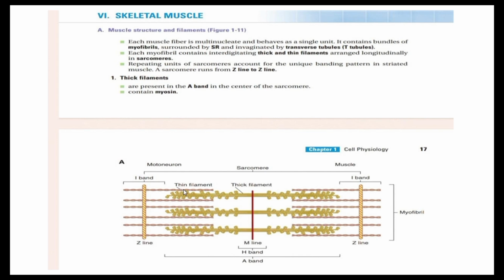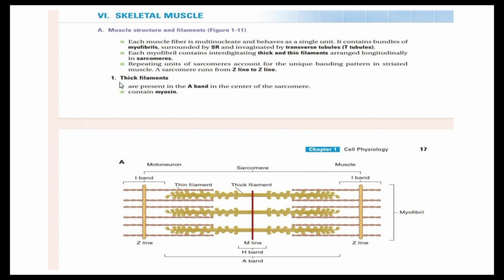Here we have the thin filament and I band. So the I band is the portion of the myofibril that contains the thin filament, and this I band is also called the light band. And because of these light and dark bands, the skeletal muscle appears striated. And we also have this M line, which is the middle portion of the myosin filament. So M for middle. And the H band or H zone is the portion that contains only the thick filament.